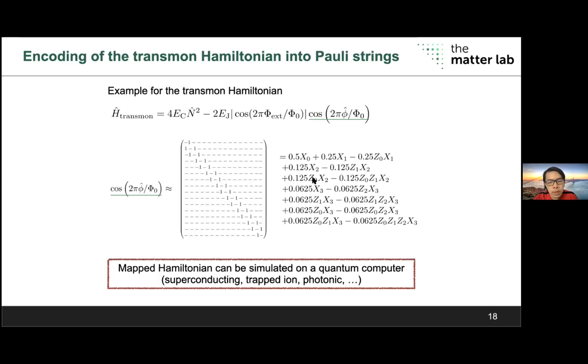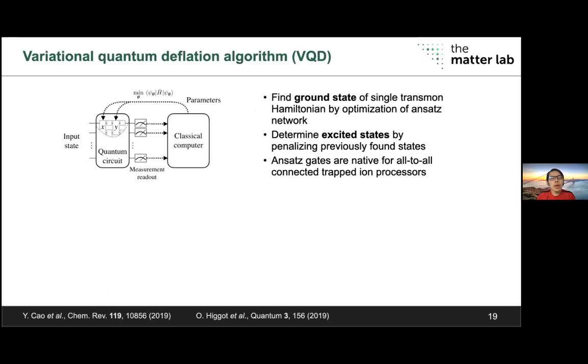And that's all you need. Once the mapping is done, you can start to do numerical experiments, or maybe if you have IBM device access, you can also run it on IBM quantum computers as well, right? So in these slides, what I want to talk about is the variational algorithms that we use to get the energy spectrums of this transmon device, right?